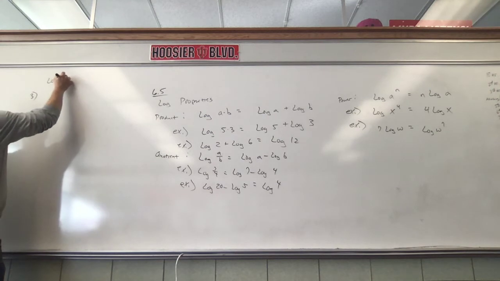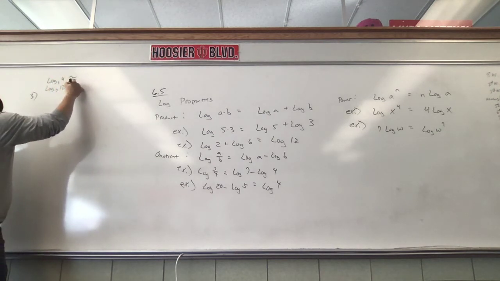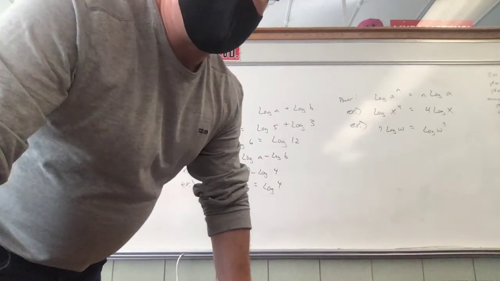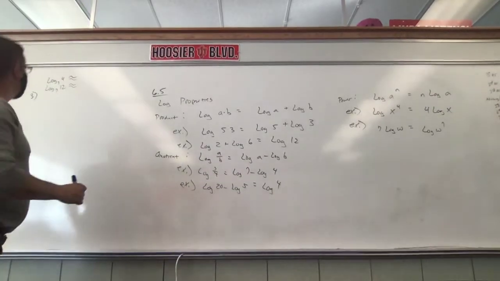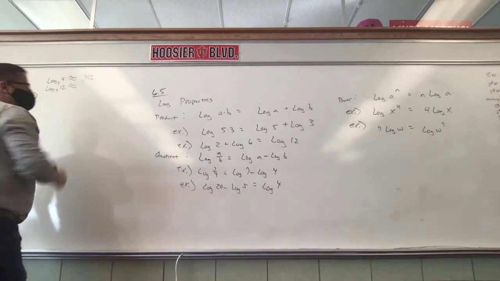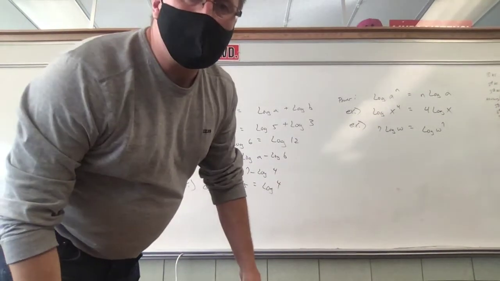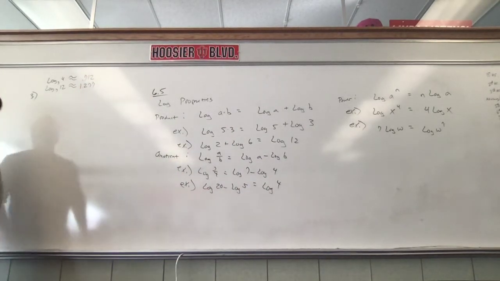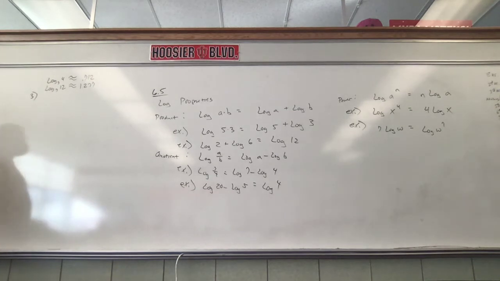Log base 7 of 4, log base 7 of 12. You guys know what these little wavy lines mean? Approximately equal to, okay? 0.712 and 1.277. Now, don't worry about where they got these approximations. They use a calculator, okay? That would definitely be something you use a calculator for.